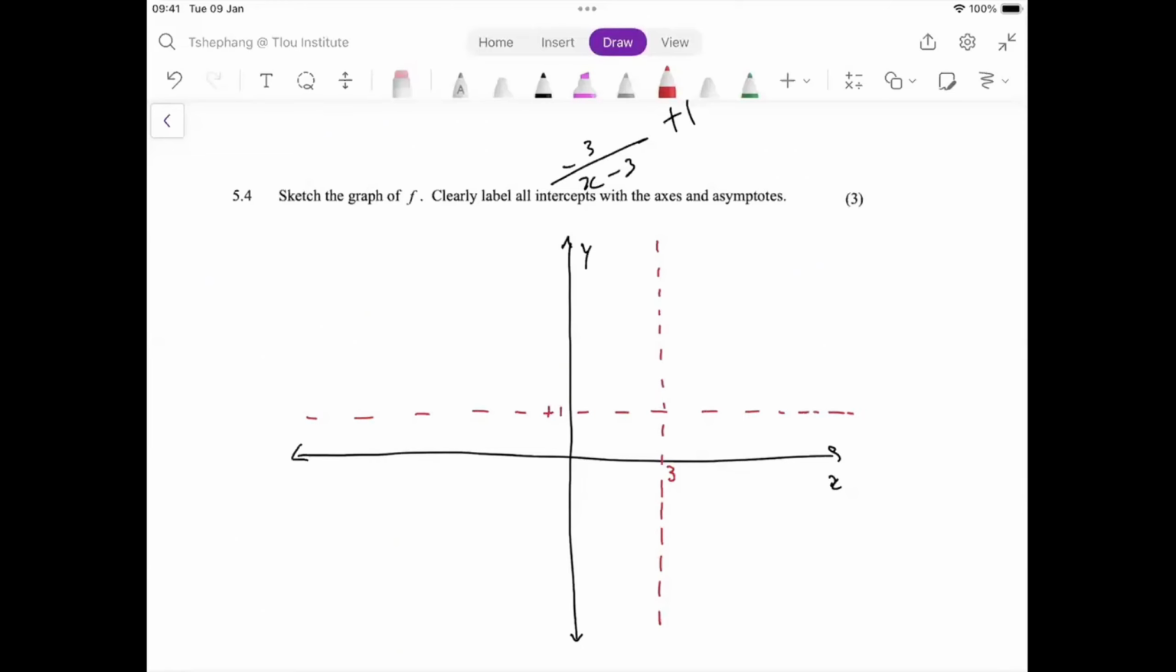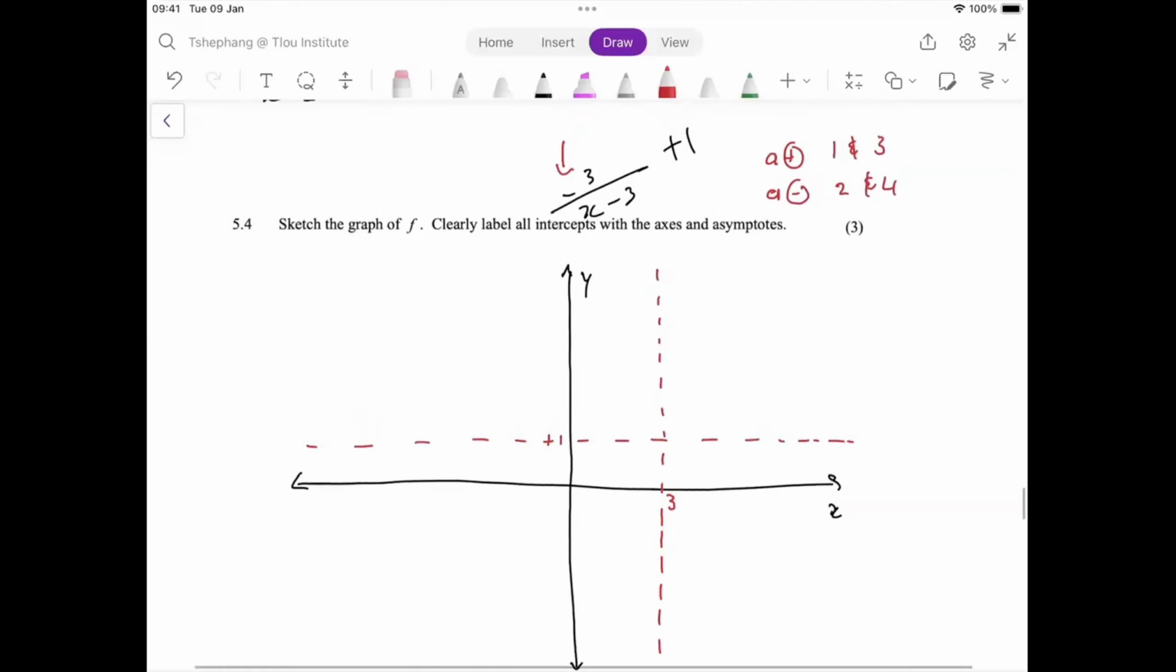Now we have a negative. That simply means that our graph is going to be in quadrants 2 and 4. When it's negative, it's in 2 and 4. If it's positive, it's 1 and 3. If your a value is positive, 1 and 3. If your a value is negative, it's going to be in 2 and 4.